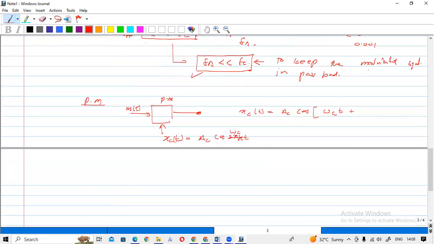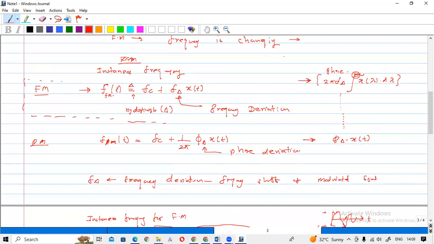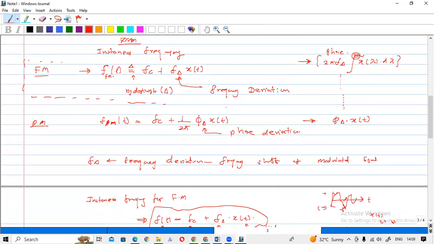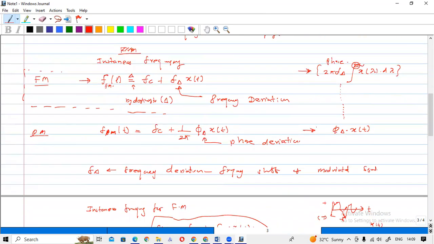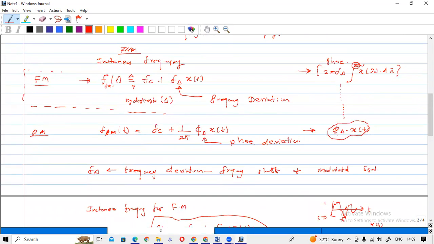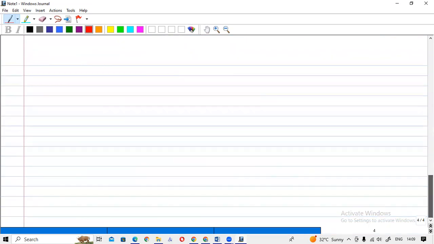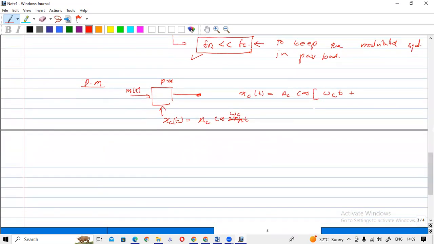the instantaneous phase. For phase modulation, this is the instantaneous phase, phi delta xt. So you can write it as phi delta xt. In this way, you can write the phase modulated signal. So you can see that you are changing the phase. This is the phase.